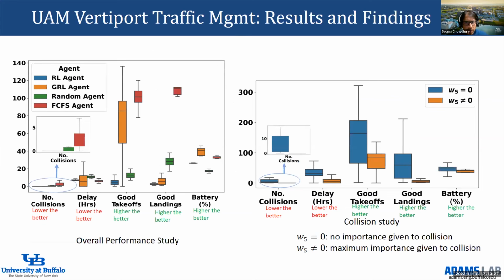Some of the results, without going too much into it: basically, the lower the number of collisions the better, the lower the delay the better, and for takeoffs, landings, and battery, the higher the better. We compare our policy, which is GRL, with a more traditional RL agent, a random agent, and more traditional solutions in this case.